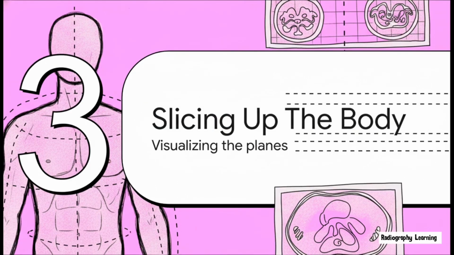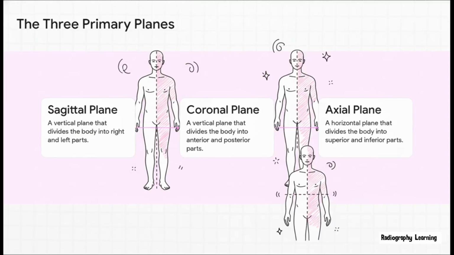Okay, so we've got the outside of the body all mapped out. But what about the inside? How do we talk about what's going on in there? Well, for things like CT scans or MRIs, we have to imagine slicing through the body with these big, imaginary flat surfaces. We call these the anatomical planes. And there are three main ones you gotta know.